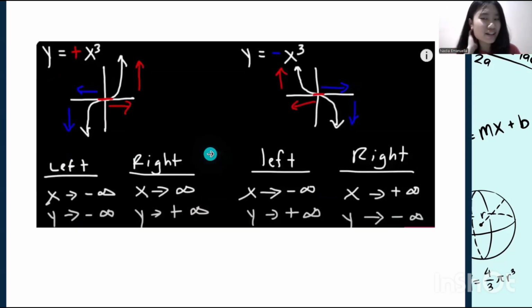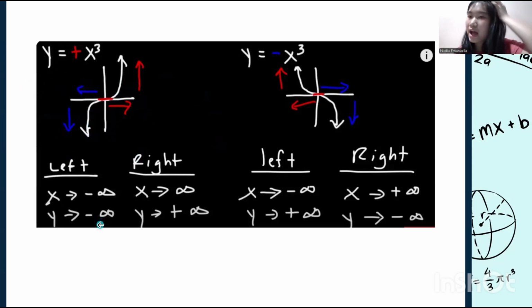The last example is when we use degree 3. Degree 3 shows a graph like this. One end goes upward and the other goes downward. So if we read this, as x approaches negative infinity, then y will go to negative infinity also, because when it goes to the left, it goes down, as we can see here.